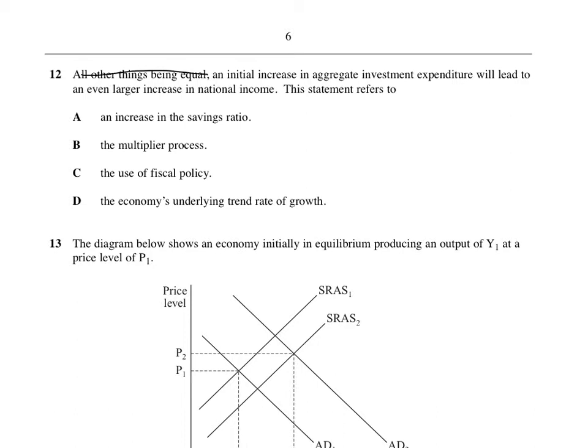It says an initial increase in aggregate investment expenditure will lead to an even larger increase in national income. Now, without even looking at the answer, what do I know that's to do with? That's to do with the multiplier effect. Now, what they've tried to do is confuse you by talking about investment expenditure leading to national income. So some of you will think about accelerator, but that's the wrong way around. With the accelerator effect, there's been an increase in AD, which causes firms to invest. With a multiplier effect, anything to do with AD going up.